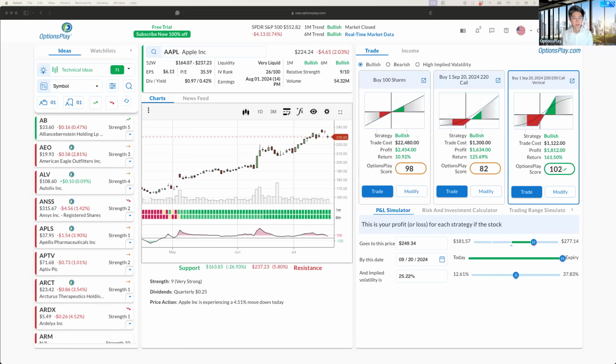Is the IV higher for credit spread if earnings is before the expiration? If earnings is before the expiration, then yes, IV is higher. But if earnings are after the expiration, then the IV won't be higher.